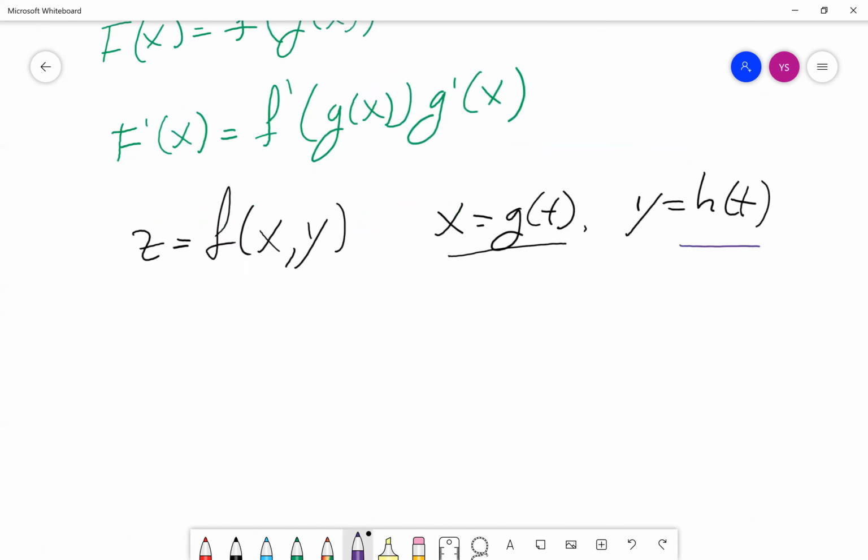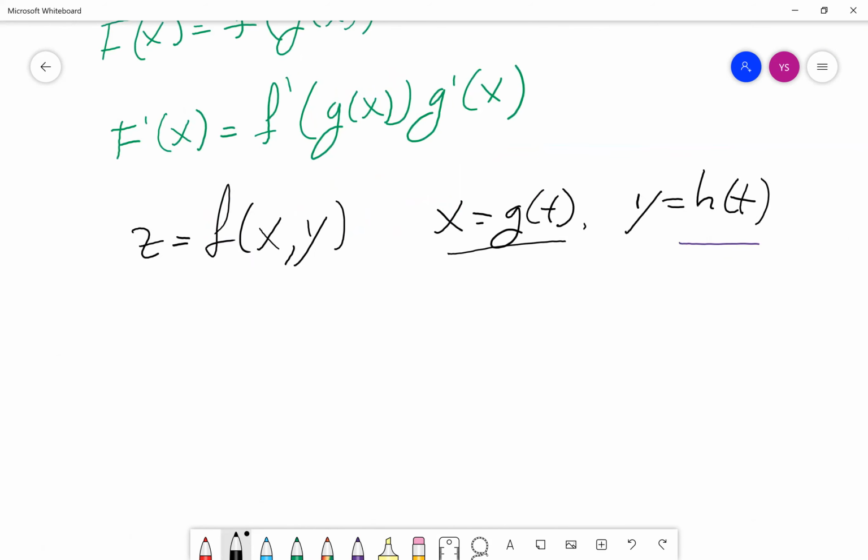What's an example of this? Well, let's say z is equal to x squared plus y squared.